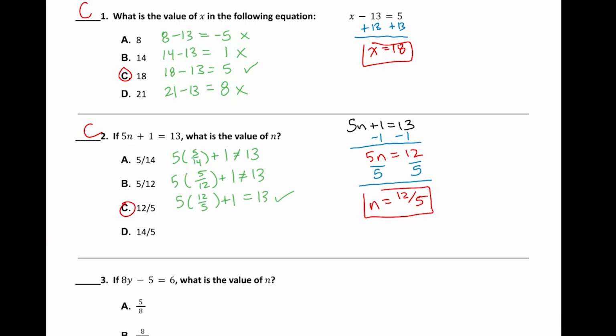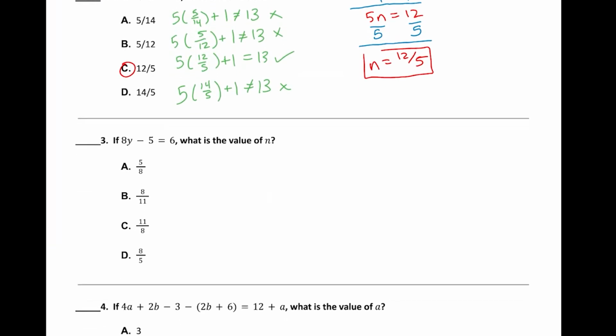Now, because you get to use a calculator, make sure that you're using the calculator. You don't need to be multiplying these fractions in your head or anything. Just type it in so that way you can check real quickly. The last one, you would get a whole number here. 5 times 14/5 is 14, but 14 plus 1 is going to be 15. That's not 13, so that can't work. So yeah, for sure the answer is C.